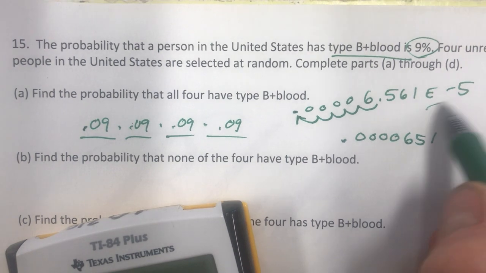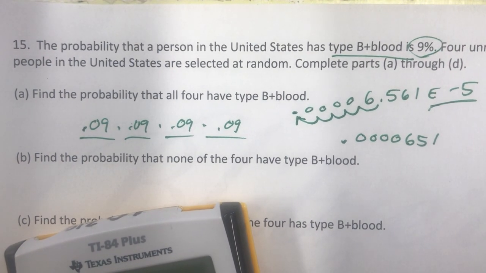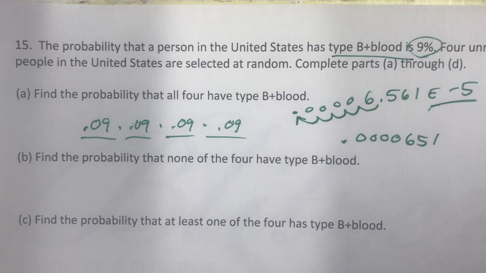Okay, that's what that means when you have this e negative 5. And then you round it however it needs to be rounded. Okay?